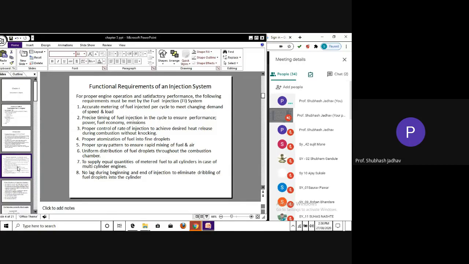Third, proper control of rate of injection. At the rate at which injection should happen, at the velocity at which injection should happen, with the same rate of injection you have to inject. So rate, whenever we say mass flow rate or volume flow rate, okay, in short some quantity. So whatever quantity is supposed to be injected at a particular instant, at that particular instant, that much quantity has to be supplied. And why is this?